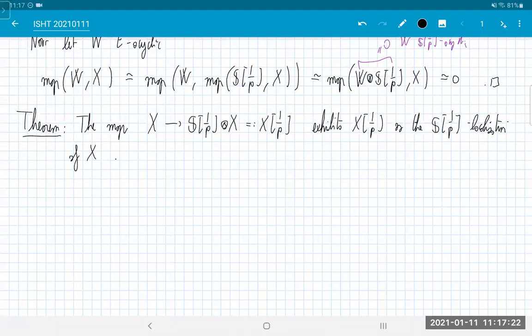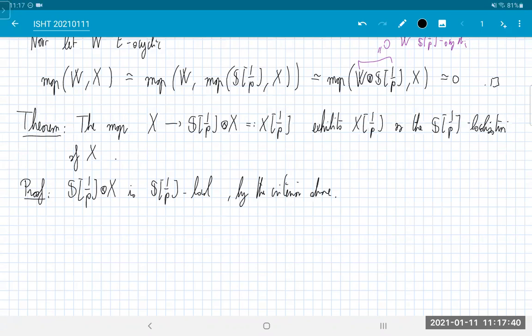And to prove this, we only need to prove two things. So the first thing is that this guy, S[1/p] tensor X, is S[1/p]-local by the criterion. We can look at its homotopy groups, and p indeed acts invertibly in its homotopy groups because we constructed it so that that happened. So it's enough to show this map is an S[1/p]-equivalence.